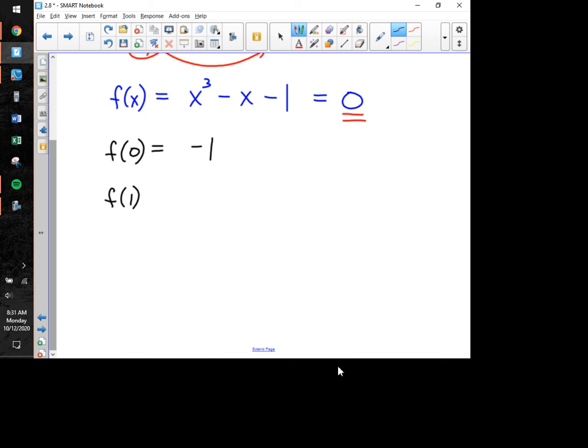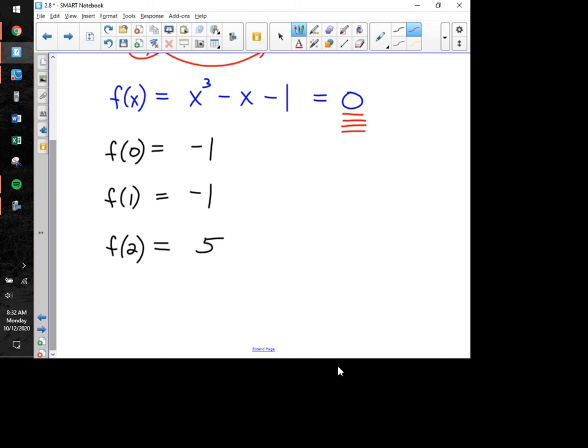F of 1. And I chose 1 just because 1 is the second easiest number to work with. 1 minus 1 again gets me -1. And once again, I did not find the 0 that I was looking for. So I keep going. And now let's see what happens when we plug in a 2. 2 cubed is 8, minus 2 is 6, minus 1 is 5. That is also not the 0 that I was looking for, but something significant just happened.